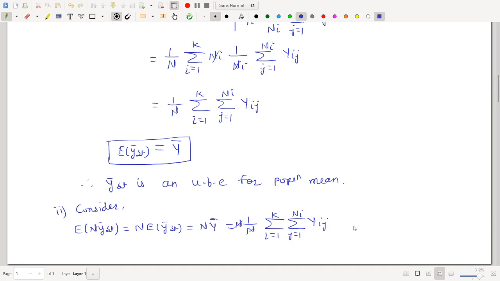So this n gets cancelled, and this is equal to double summation i running from 1 to k, j running from 1 to ni, capital Yij. What is the meaning of this? This means n into y bar st is an unbiased estimator for population total. Therefore n into y bar st is an unbiased estimator for population total. Alright, so this theorem is over.